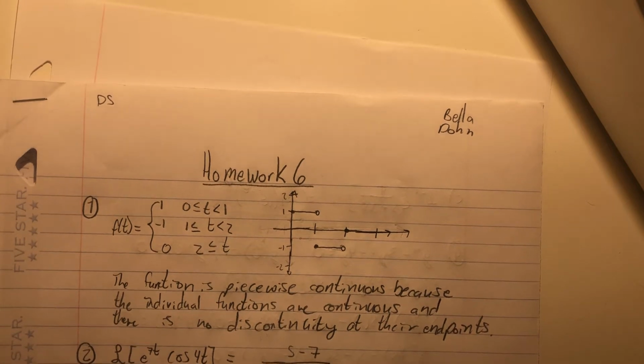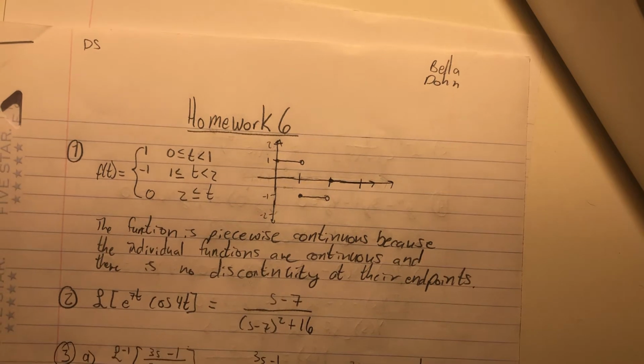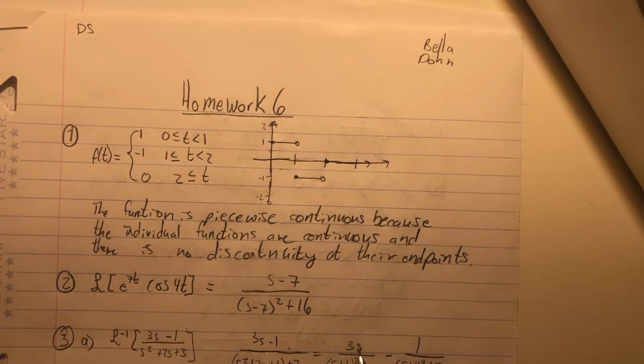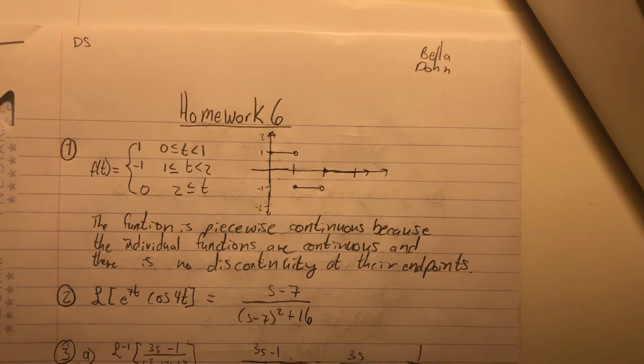Number two, also pretty straightforward because it's just the shifting theorem. It's just e to the 7t, so a is equal to 7 and 4 is b and all that stuff. You do cosine and stuff.